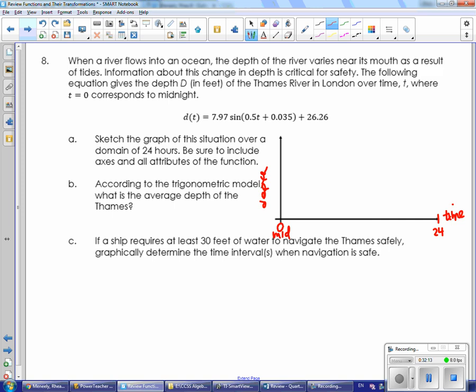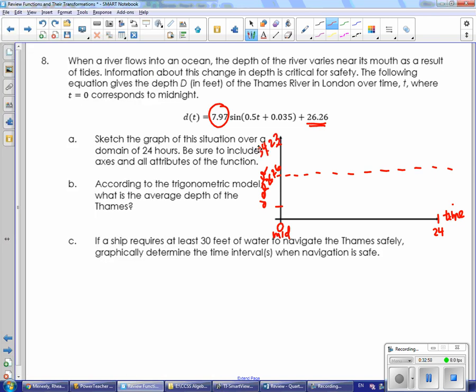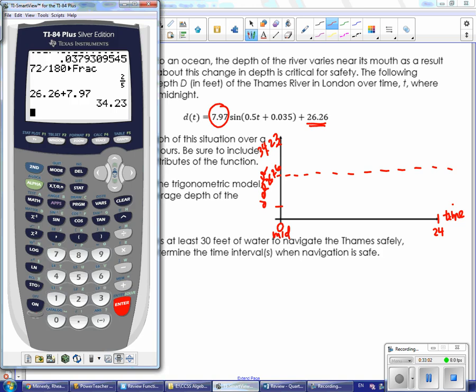So let's think about what we know about this equation before we even move to our calculator. If I want to calculate the maximum value and the minimum value of my function, I've got all that information already in my problem, in my equation. Remember, this value right here is going to be our midline. So I can go ahead and sketch that there. This is going to be 26.26. And if this is my amplitude, to calculate my maximum, I'm just going to add. So on my calculator, I'm just going to do 26.26 plus 7.97, and that gives me a maximum of 34.23. And if I want to do my minimum, I'm going to take my midline, 26.26, and I'll subtract my amplitude of 7.97. And that's going to give me my minimum of 18.29.